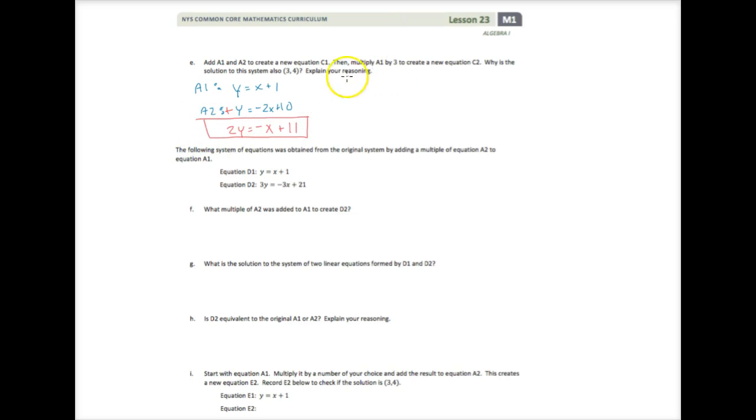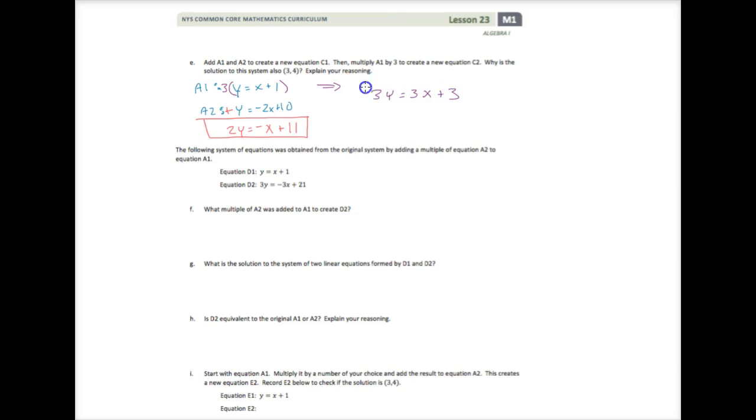That was the adding. Then multiply A1 by 3. So now what they want us to do is take this A1 and multiply it by 3. We can do that very simply, 3 times everything, and this is going to give us something like this. 3y equals, and remember I'm distributing across everything, even with the equal sign, everything gets it. 3 times y equals 3 times x plus 3.